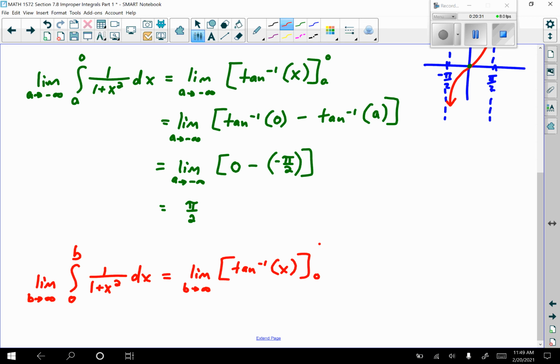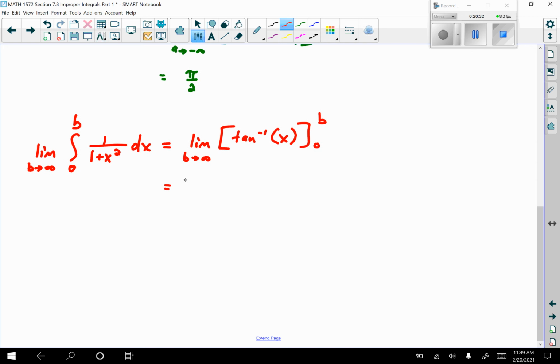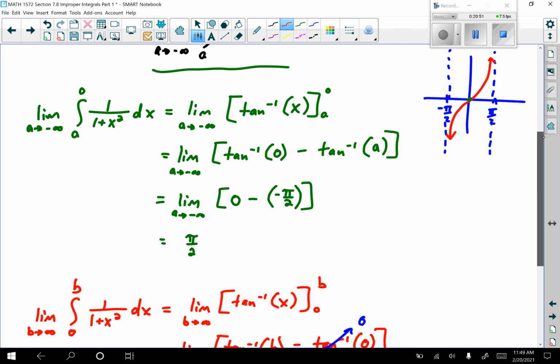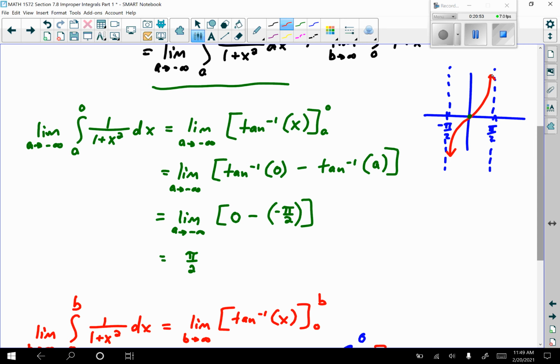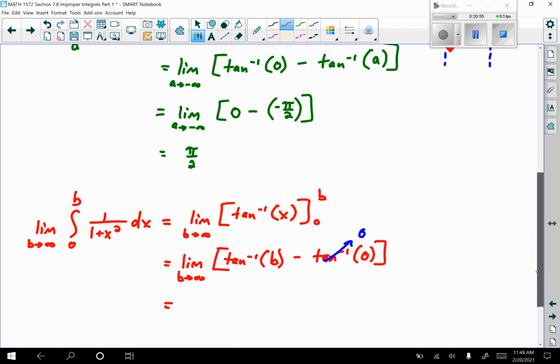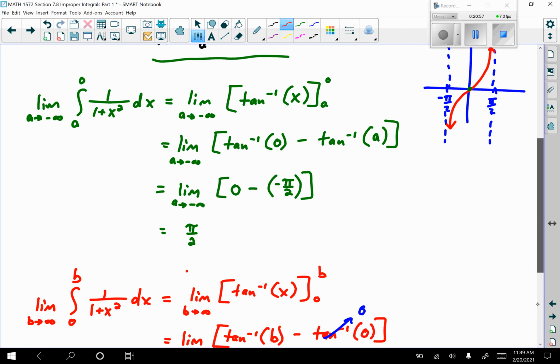But from 0 to b. So we would have inverse tangent of b minus inverse tangent of 0. So I already know this last part here is just 0. So as b keeps increasing without bound, now we're back up to the graph, we're getting closer and closer to pi over 2, so that this would equal pi over 2.